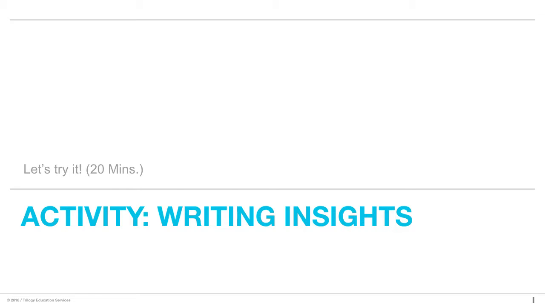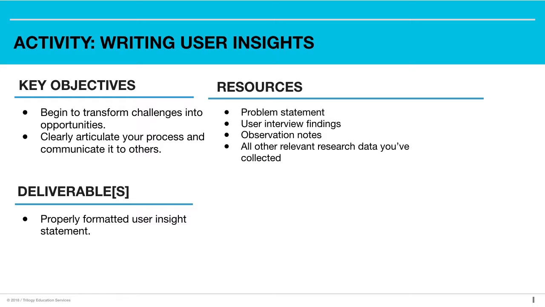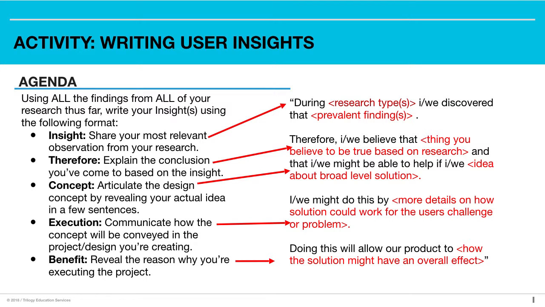So now we're going to go ahead and do an activity where we write our insights, and I feel like this slide is much more important for you to look at while you're working on it. So what we're going to do is there are a few key areas. There's five. So the insight, we want to share the most relevant observation from research. We might say something along the lines of, "During blank type of research, we discovered that blank," and this would be the most prevalent finding amongst users.